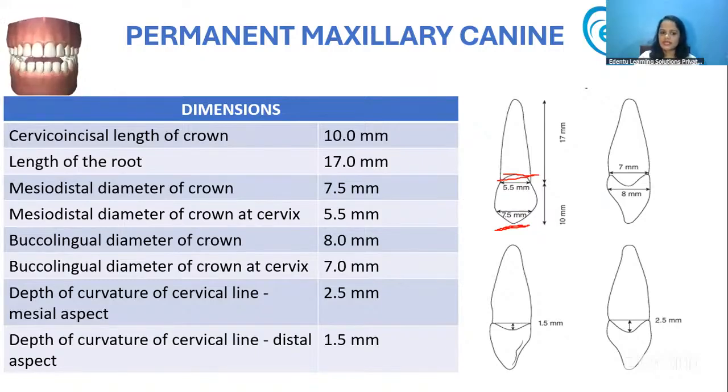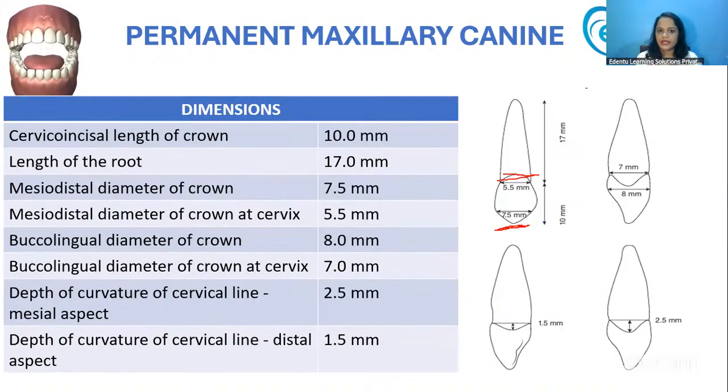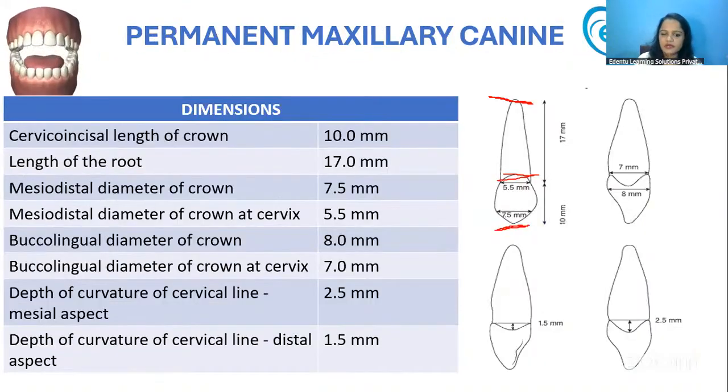The cervico-incisal length of the crown is 10 millimeter for the maxillary canine, whereas it is 11 millimeter for the mandibular canine. So the mandibular canine is a little bit longer when compared to the maxillary canine. Remember that. But the length of the root, from the cervical line till the apex of the root, is 17 millimeter for the maxillary canine, whereas it is 16 millimeter, just 1 millimeter less, for the mandibular canine.